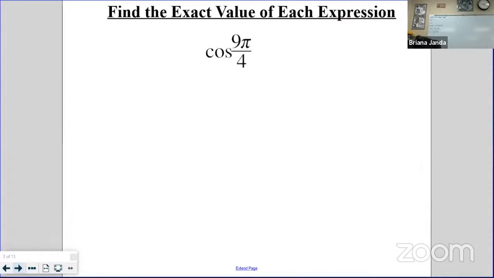Cosine of 9 pi over 4. So again, at this time, you're going to focus on whatever your method is. Regardless of my method, the first thing I'm going to do is either visualize in my head or draw on paper what that angle looks like so that I can answer what quadrant it would fall into, and so that I can then identify if my answer would be positive or negative. So let's draw 9 pi over 4.